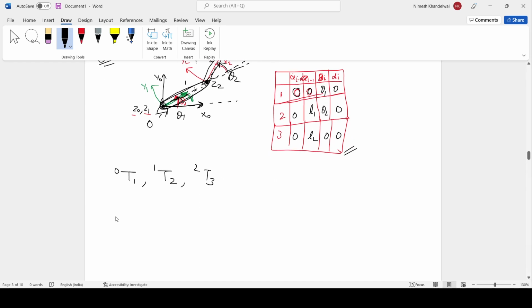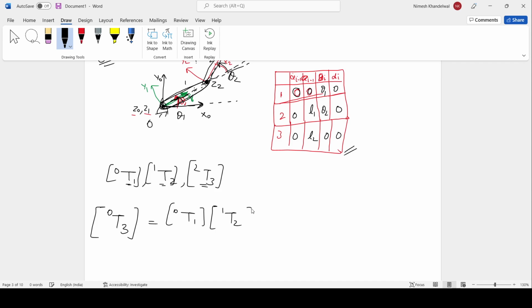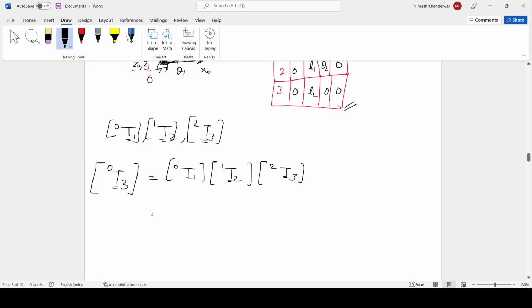Once you have those, you will get the matrix form of all of these. There should be no doubt; we are only dealing with matrices here. You will get this by multiplying all of them, combining the transformations. So what you will get is something like this.